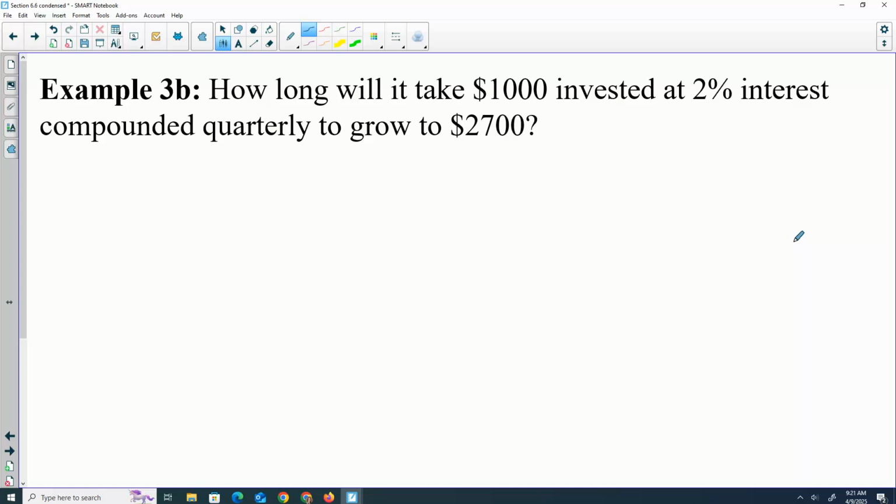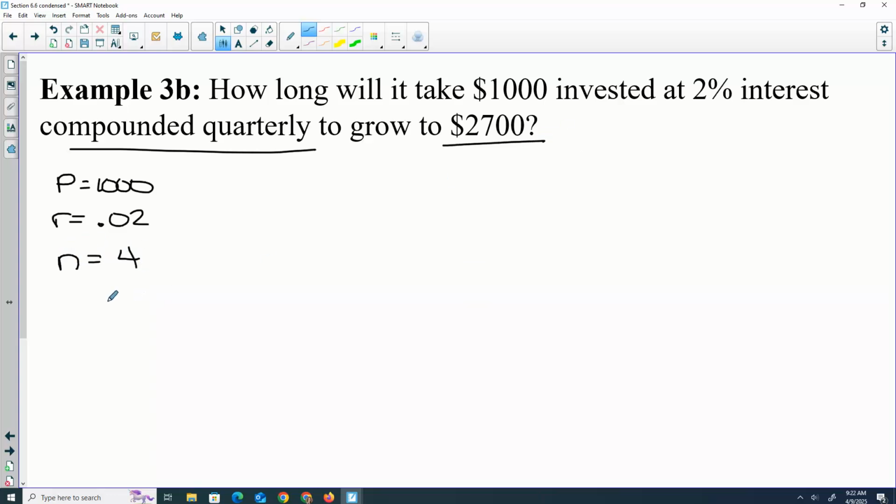So if I said, how long will it take $1,000 invested at 2%? So 1,000 is the amount I have right now. What variable is that? 2%, so my rate would be 0.02. Compounded quarterly, how many times a year is that? And it grows to 2,700, so that would be my A. I'm looking for how long, so time is the variable we are solving for. Since this one isn't continuous, it's the other formula.